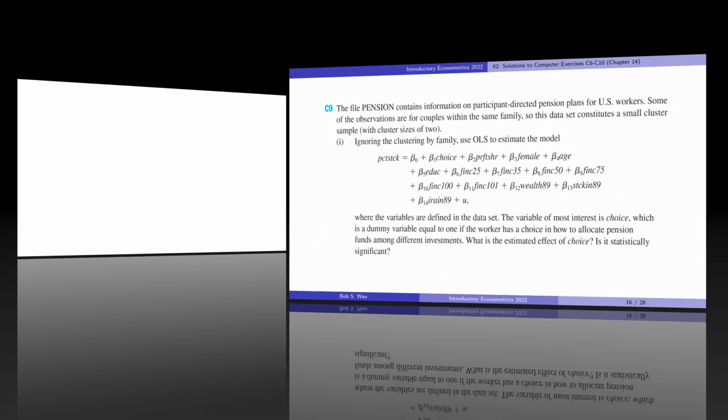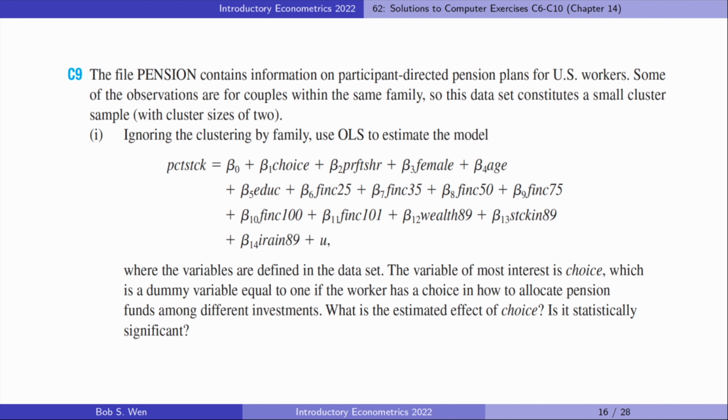Let's solve computer exercise 9. The dataset contains information on participant-directed pension plans for U.S. workers. Some observations are for couples within the same family. So this dataset constitutes a small cluster sample with cluster sizes of 2.